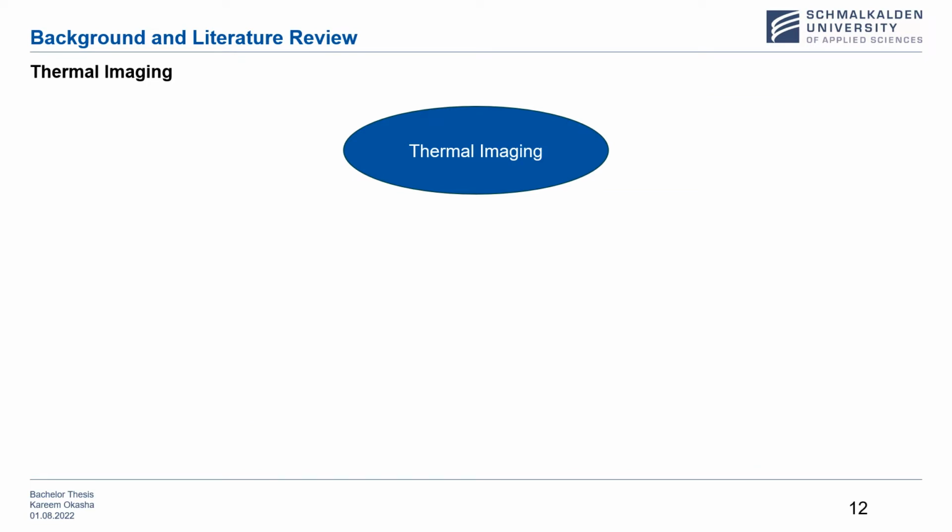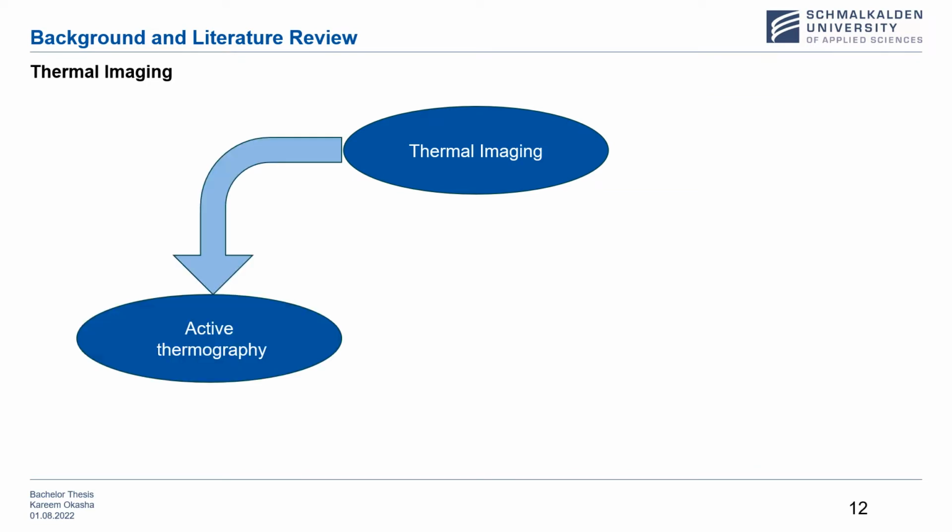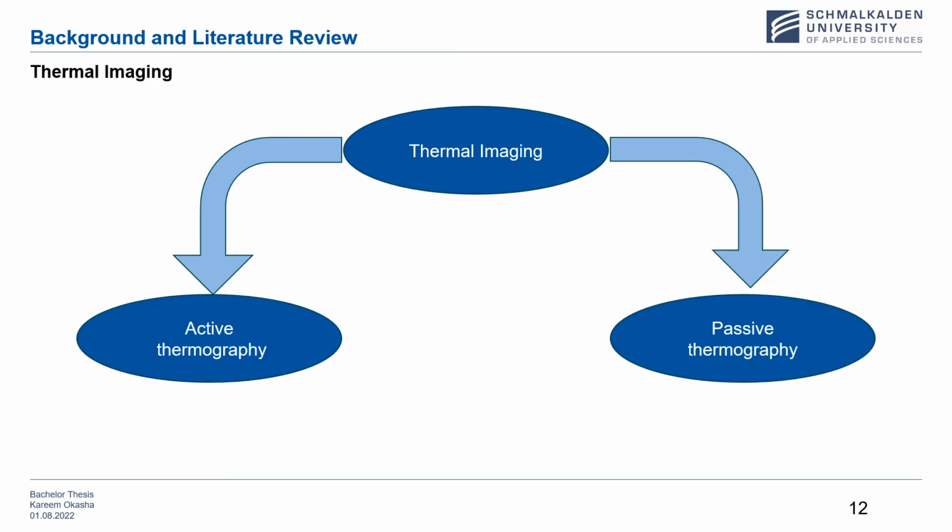Thermal imaging has two types. The first type is active thermography, where an outside heat source is needed in order to heat up our target to be able to further study it. The other type is passive thermography, where the target exhibits its own heat and there is no need for an outside heat source.